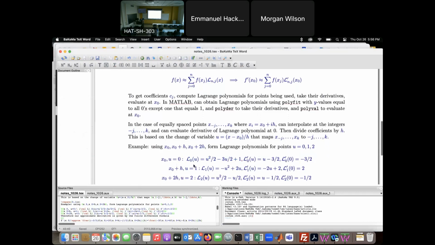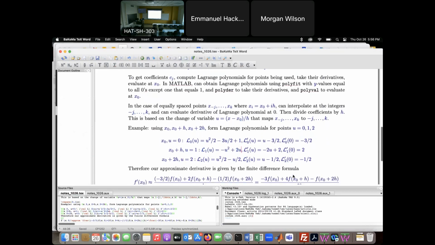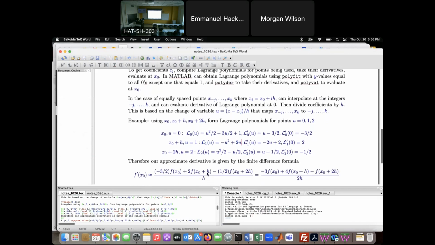And then I do the same with the other two Lagrange polynomials. So these three Lagrange polynomials are for points 0, 1, and 2. So this is equal to 1 at u equals 1, and it's equal to 0 when u is equal to 0 or 2. Take a derivative, plug in 0. So I do that with all three Lagrange polynomials, and I get the coefficients of my finite difference formula. So I take these coefficients and I pair them with their associated f values. And then here I've just cleaned up a fraction a little bit.